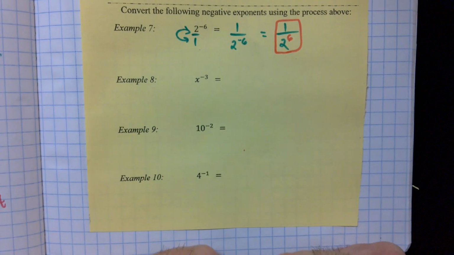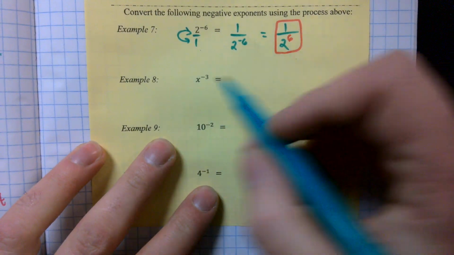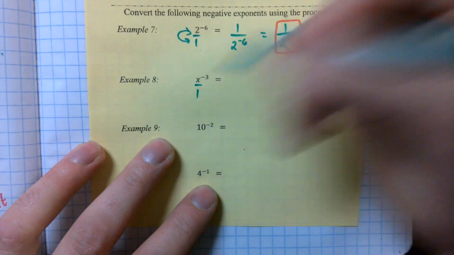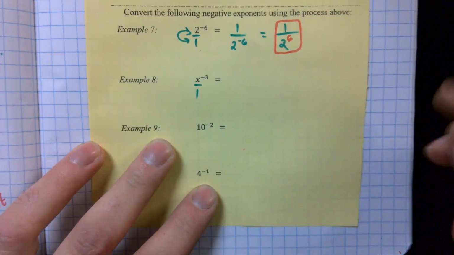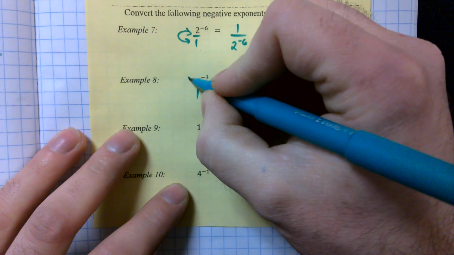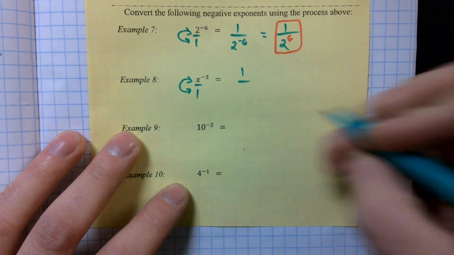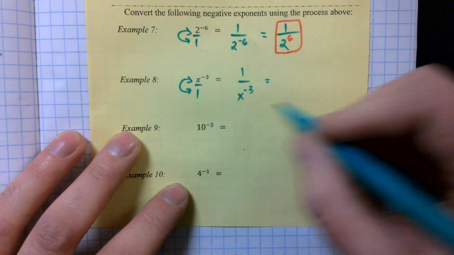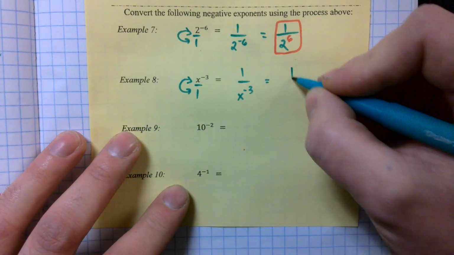How's that sound? Good. Okay, it works if we have a variable too. If I have x to the negative third power, I'm going to take that x and put it over 1. Now that my base is a fraction, what can I do with that fraction? Flip it, exactly. So what's going to be on the top now? 1. What's going to be on the bottom? X to the negative third. Now that I flip my fraction, what can I do with that exponent? Make it positive.